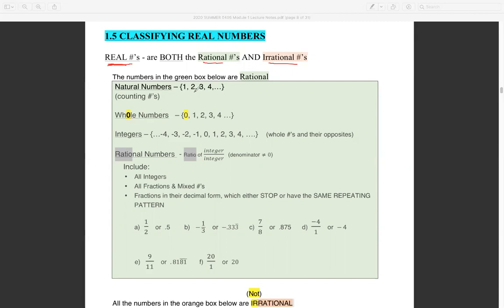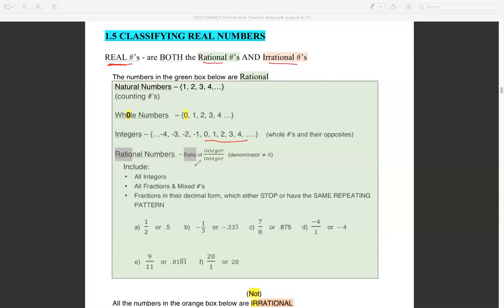The only difference between the natural numbers and whole numbers is one single number. It's the number 0. An easy way to remember that the whole numbers are just the natural numbers plus the number 0 is that in the word whole, you can think of the O as a 0. Integers are all of your whole numbers plus the opposite. So the opposite of 1 is -1, opposite of 2 is -2, etc. So those are all your integers.